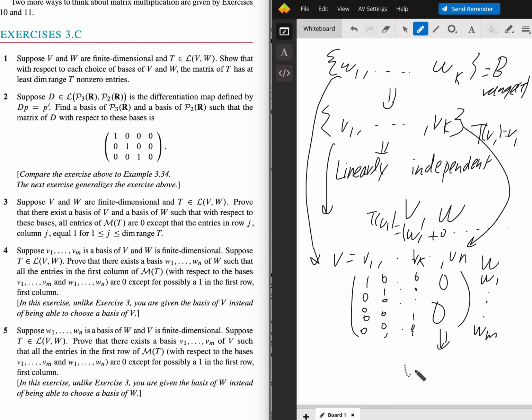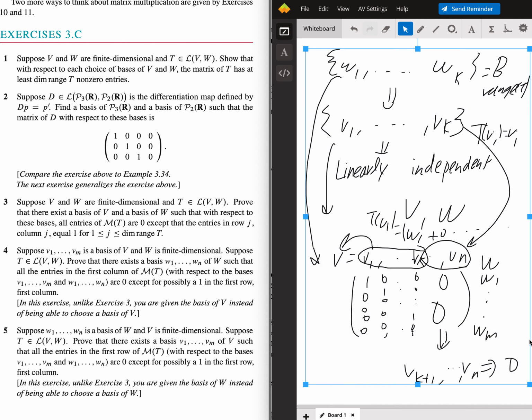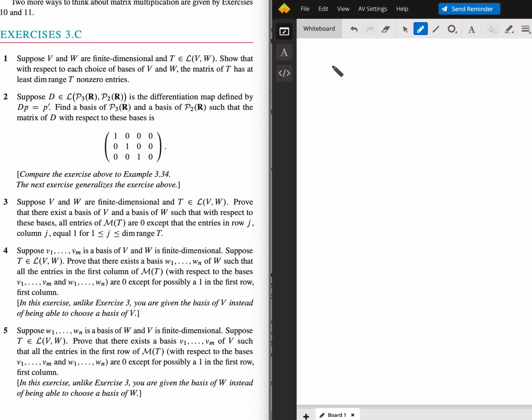And think about it this way: everything from Vk and up to Vm must map to 0 now, because this space V1 through Vk is in the range of T. The rest must be in the kernel of T. Those two things are exclusive. So they must map to 0, and then 0 is 0 W1 plus 0 W2 and so on. So that entire column going that way is zeros.